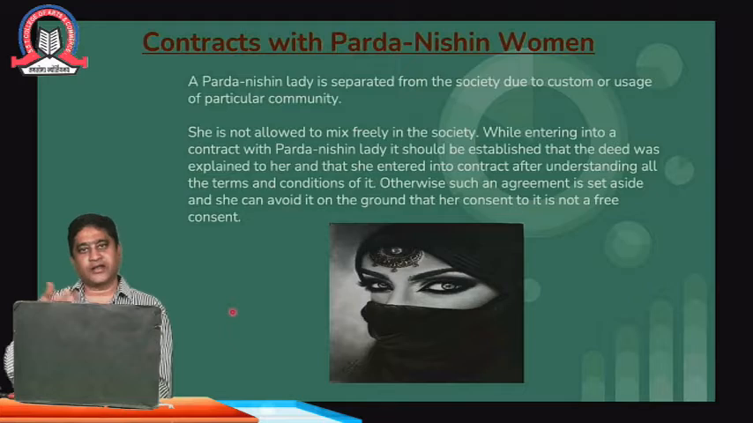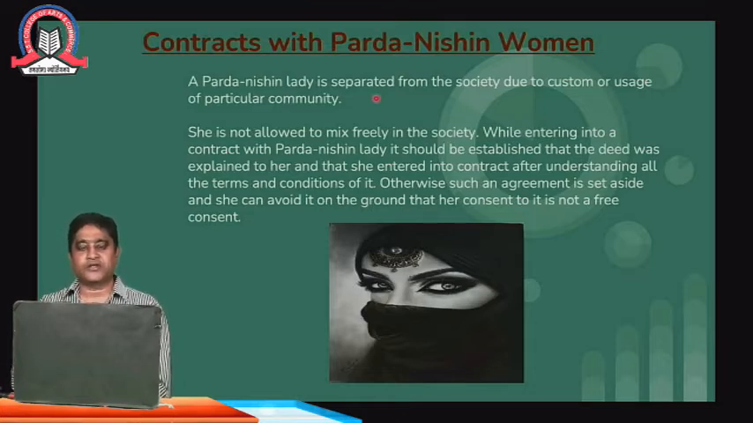Coming to the next important part mentioned under the Contract Act: contracts by a Purdanashin woman. This type of woman is found in areas where they live away from the society, but they are allowed to enter into contracts subject to the following terms and conditions. The Purdanashin lady is separated from the society. That means she remains aloof from the society. She doesn't understand what is going on in the world.